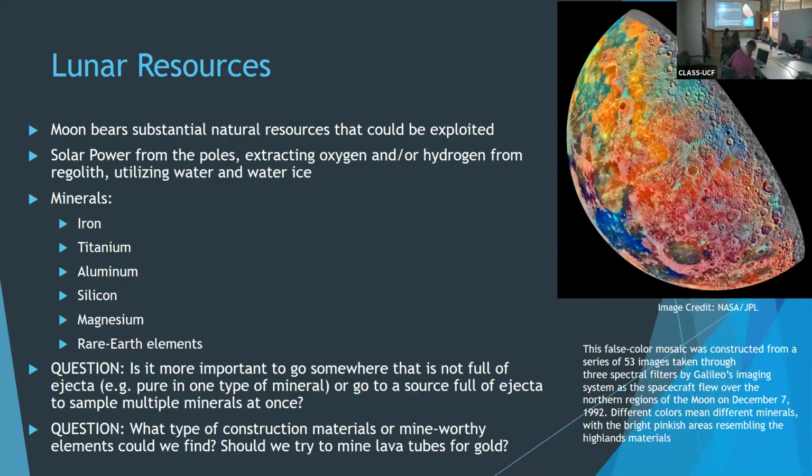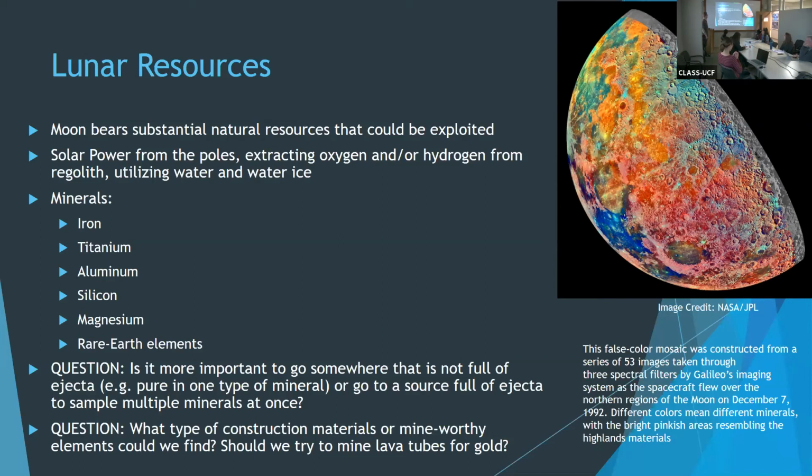So yeah, the last main slide, well, I have one other for a final question, but the last main slide is about those lunar resources that we were talking about. The moon bears substantial resources that can be exploited with these future missions. Ryan, what you were talking about, like the solar power, we could probably get the solar power around the poles. There have been talks about extracting oxygen and hydrogen from the regolith, utilizing the water and the water ice for various purposes that I mentioned on the previous slide. A lot of different minerals.